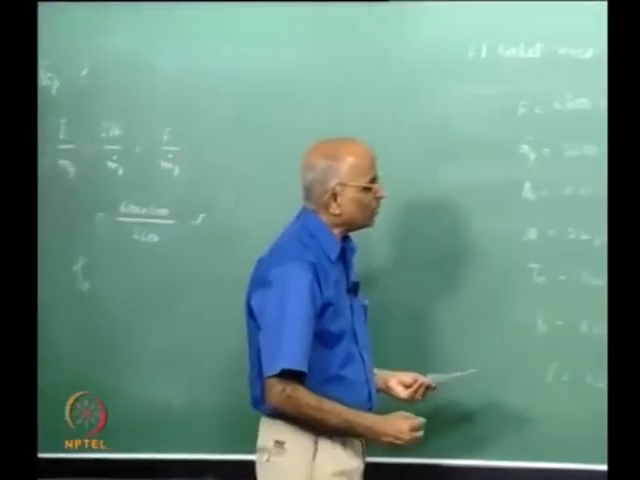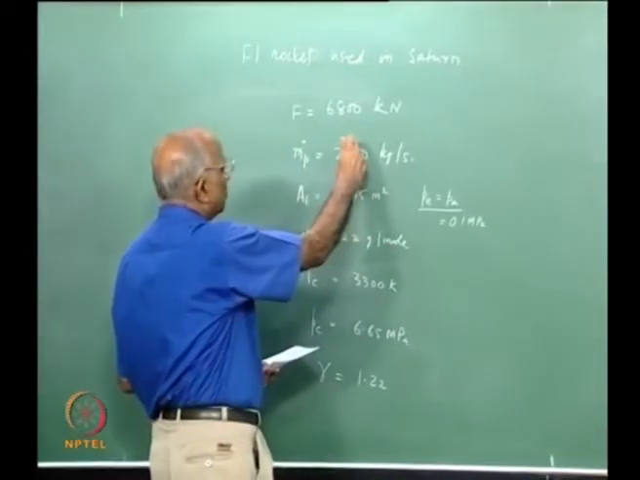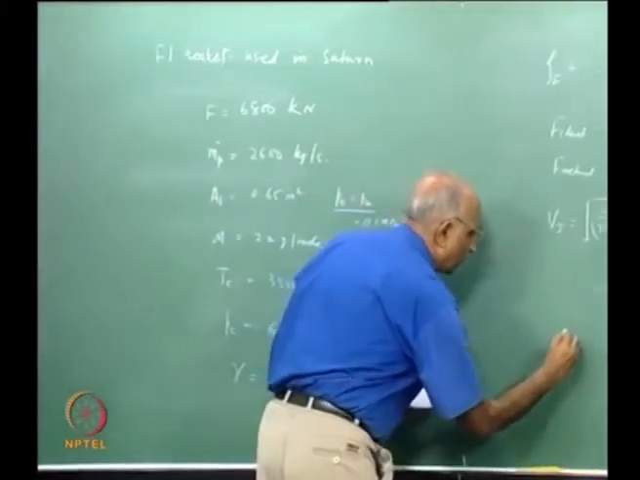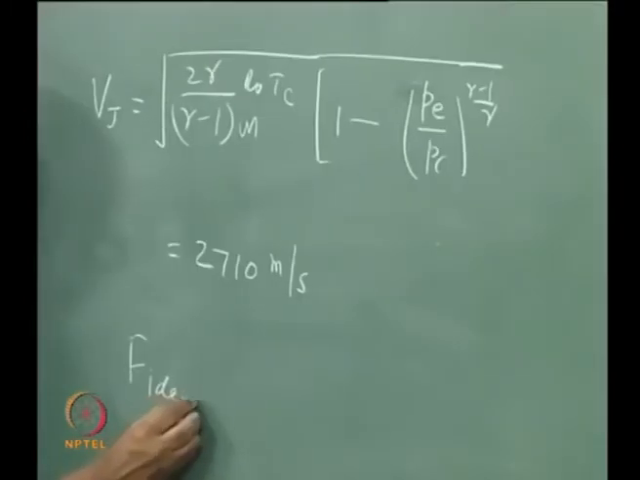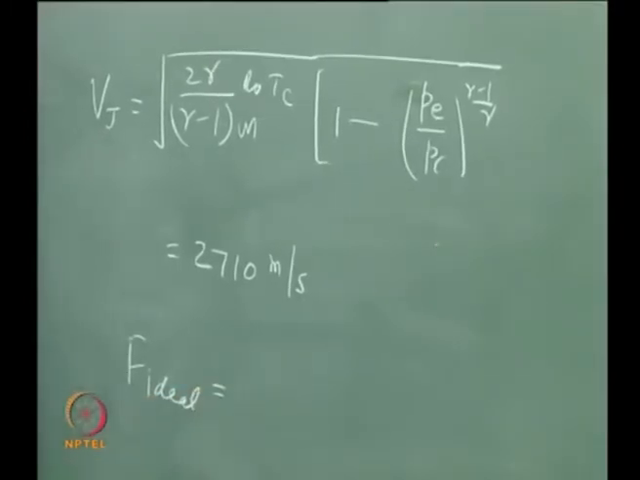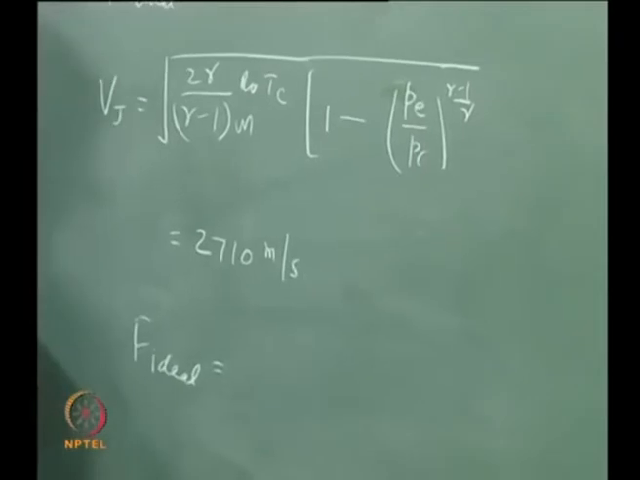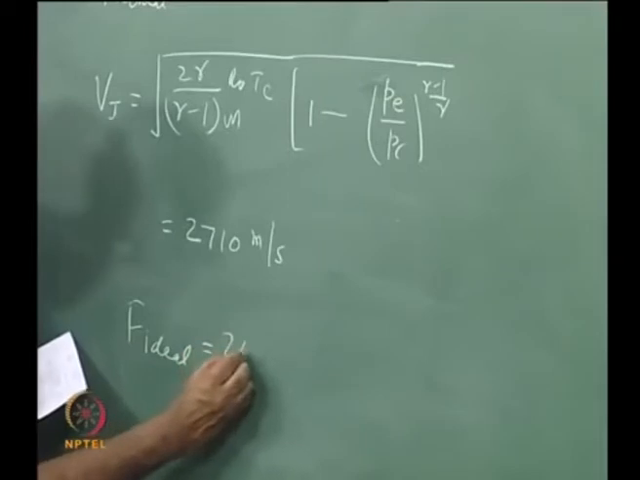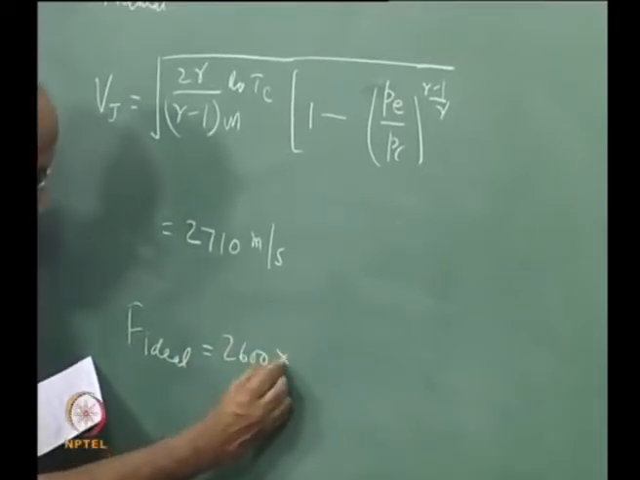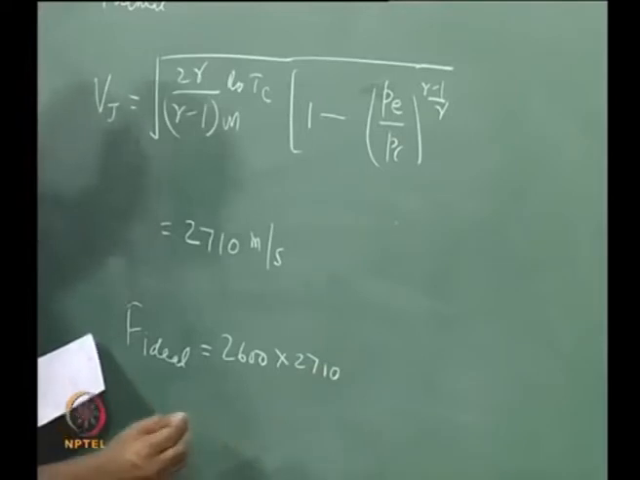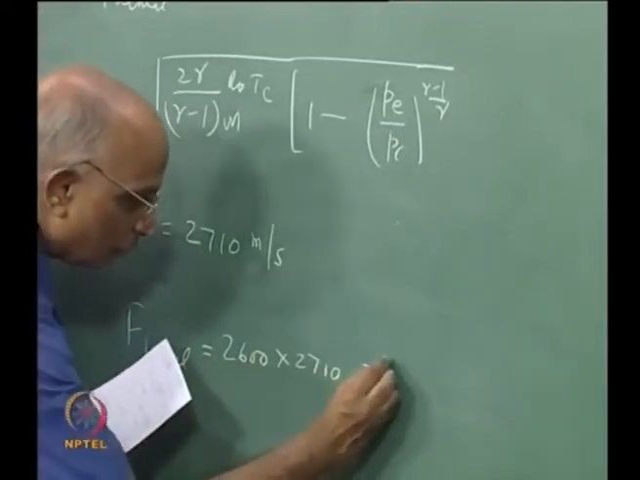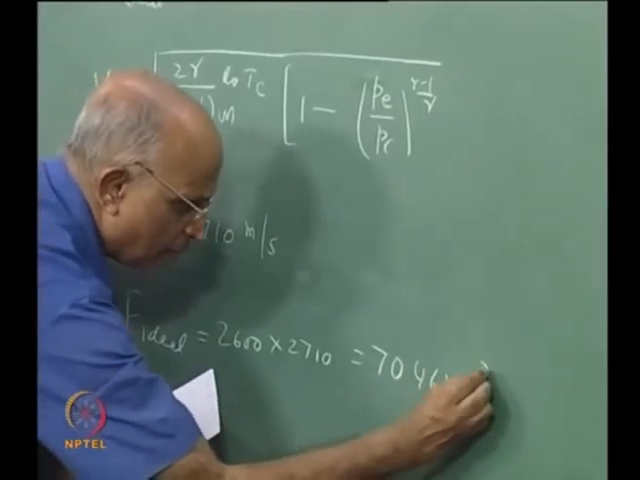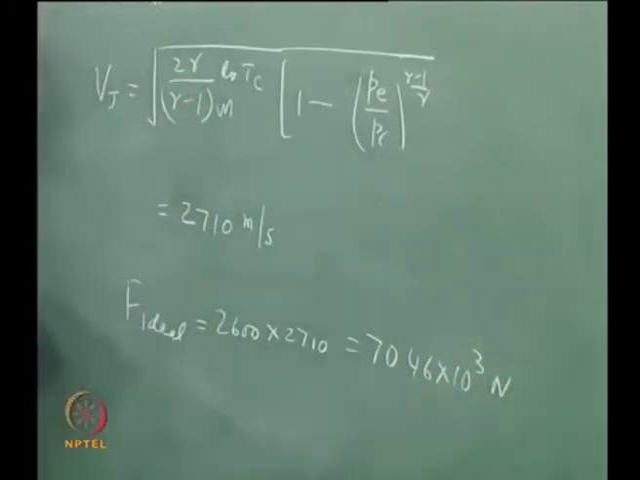And therefore what is the value of thrust? Thrust is equal to m dot, 2600 kilogram per second, multiplied by this, and therefore the value of F ideal is equal to m dot Vj, which is 2600 into 2710, which is equal to 7046 into 10 to the power 3 Newton.